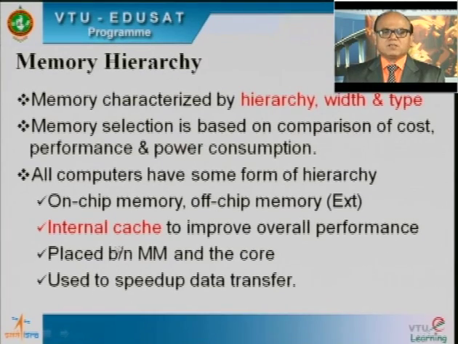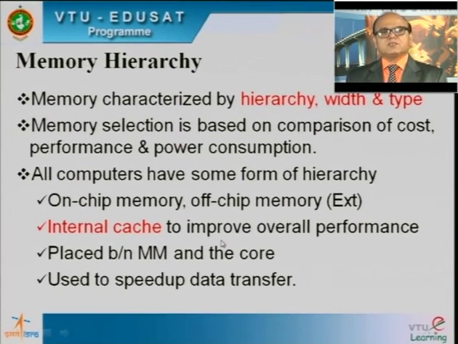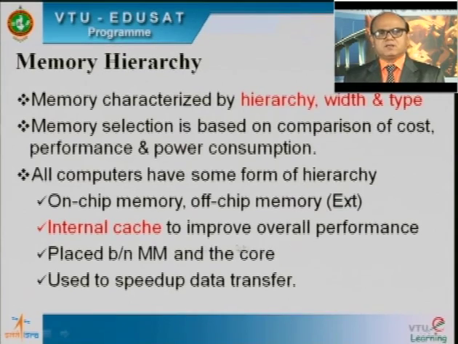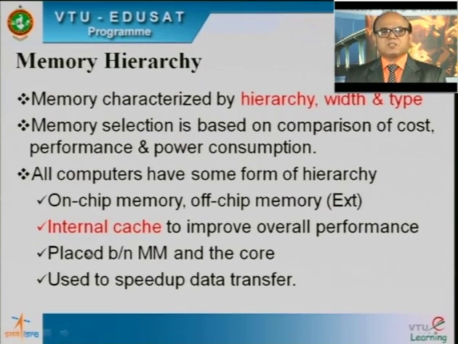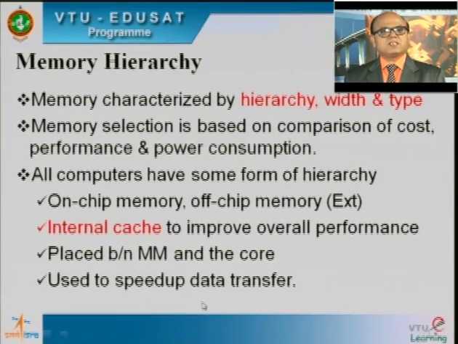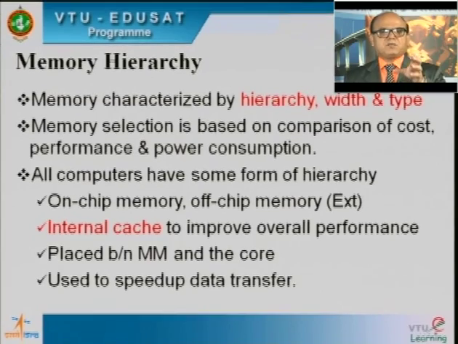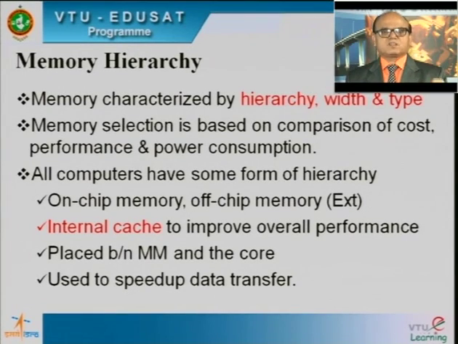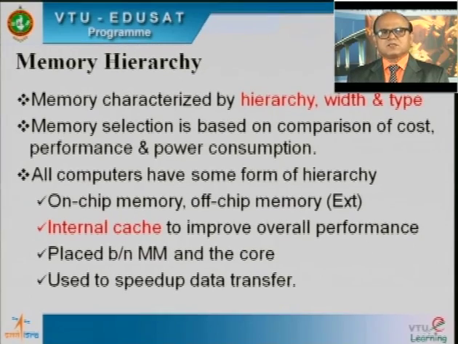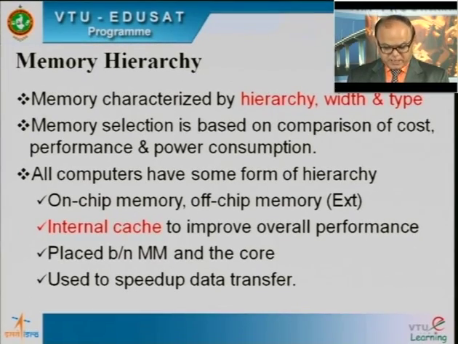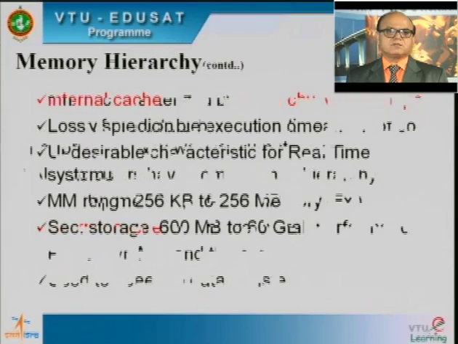Whenever the internal cache is used, it definitely improves the overall performance. The cache is placed between the main memory and the core, and it is used to speed up data transfer. Since the cache captures a specific segment of the memory and holds it very close to the processor, it is capable of supplying the data at a higher rate.